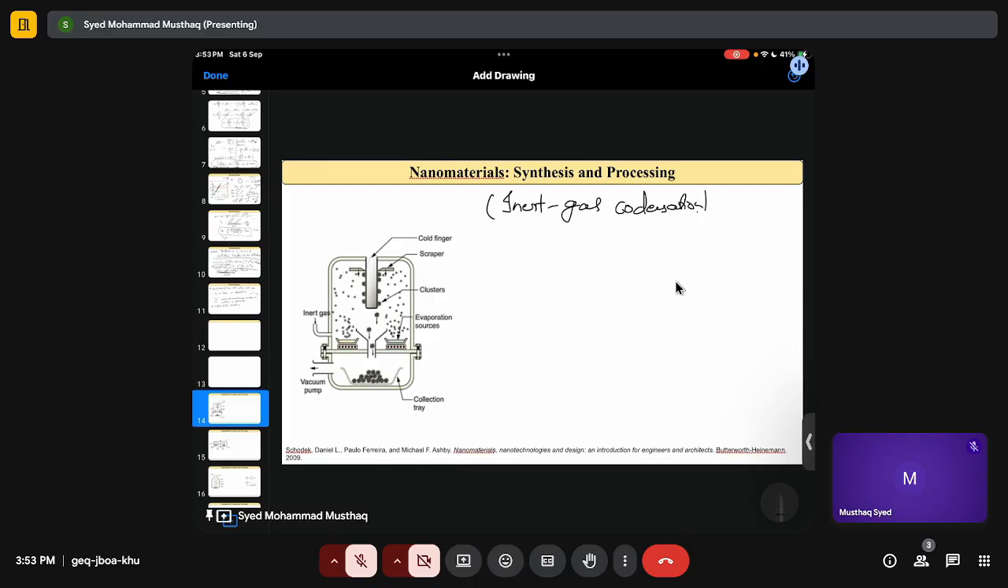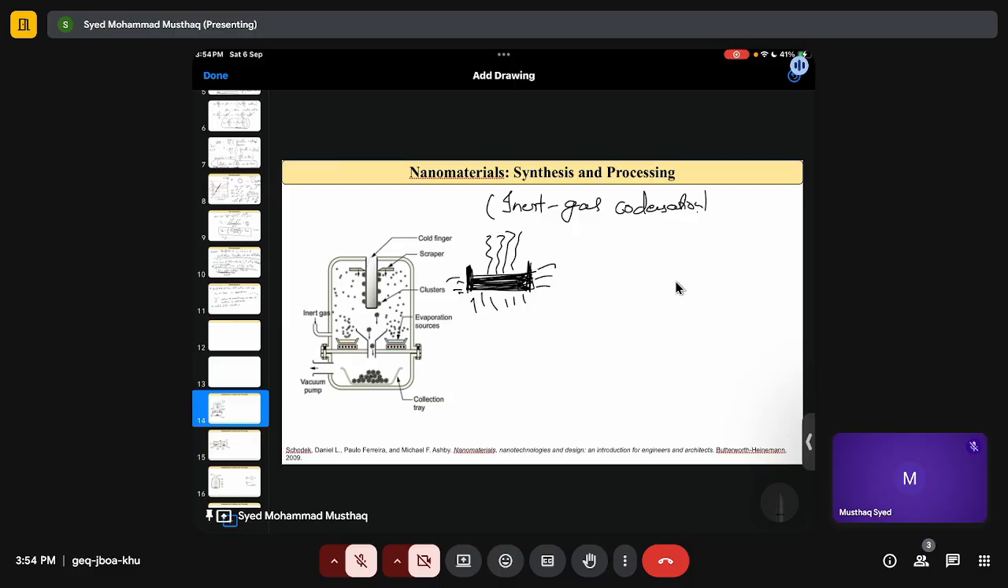What we do is we first take a material, like an inorganic material which is easy to vaporize. Let's take our inorganic material, then we heat it. Then it will evaporate. That's what we are trying to do. When it is heated, it is heated inside a vacuum chamber.